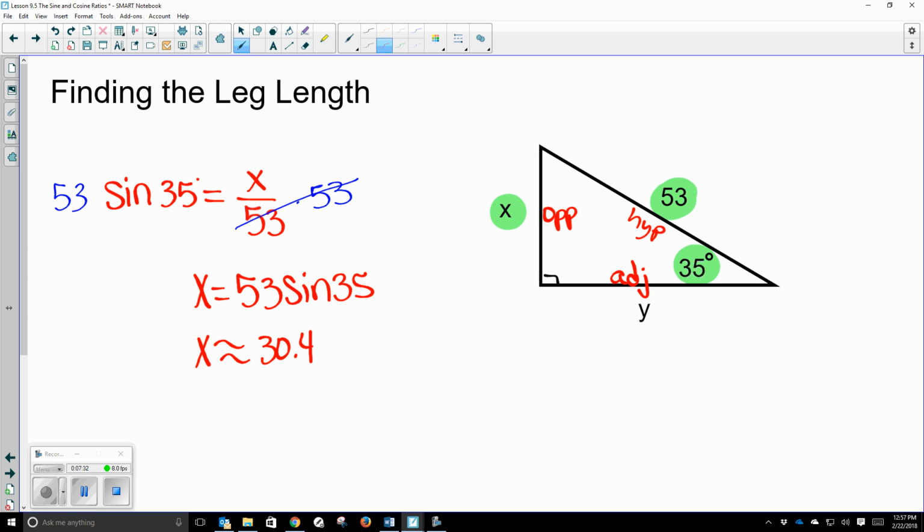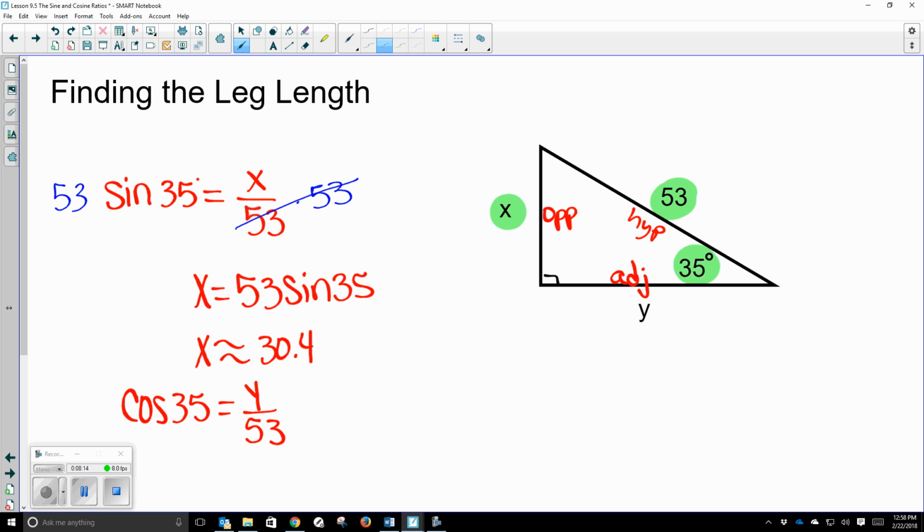$30.4. Did anybody else get that? Now we'll find y. What trig function do I use to find y? Cosine. So cos. You could. What I like, that is a really good point. Let me write this down, and then I'll talk about that. Cosine of 35 is equal to y over 53.